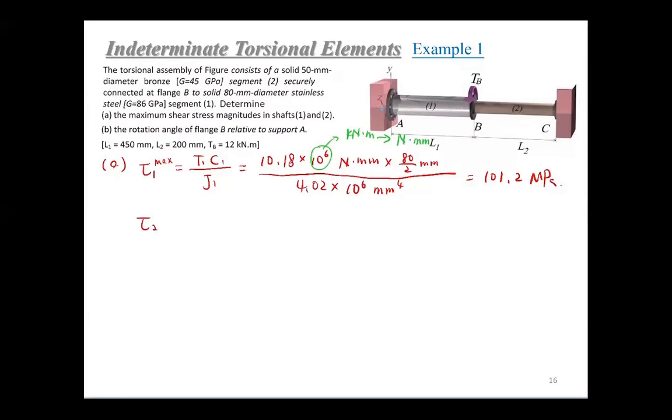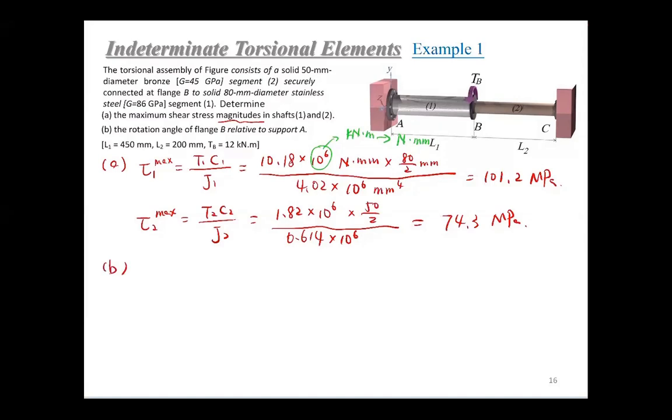Then in the same way, the maximum value of tau 2 would be T2 C2 over J2. Here, since they're asking for magnitude, the negative sign is just not needed. So 1.82 times a million times 50 over 2, over 0.614 million, gives 74.3 MPa.